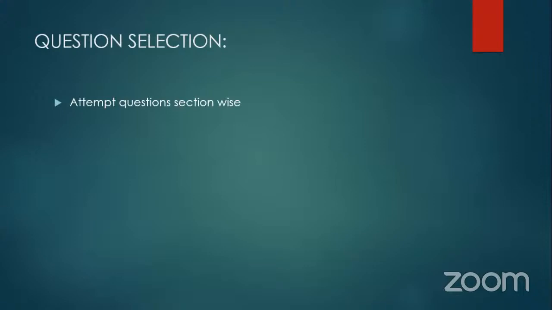Do not select questions randomly. Randomly means, for question number 5, you selected and attempted it first. Then question number 2, which is from section 1, you solved it. Then question 6, then question 1, second. Don't do the random selection. First, you have to complete the section which you chose to solve.